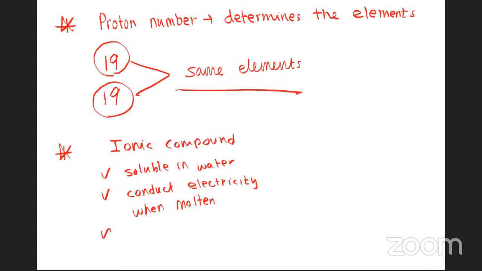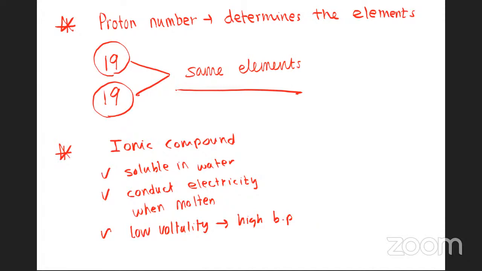And the third property, they have low volatility. Volatility is the ability to vaporize. So ionic compounds have low volatility, meaning that their boiling point is high, meaning that they don't easily become gas, okay? It takes a lot of heat energy to become gas.